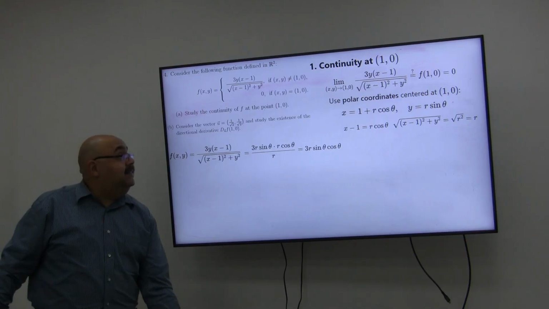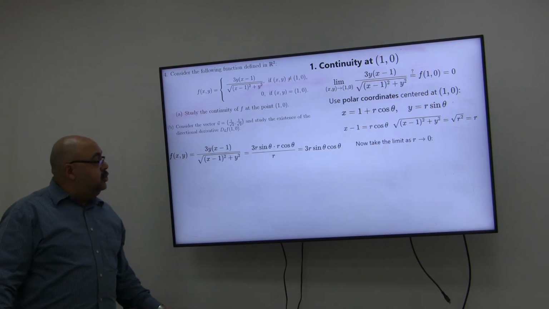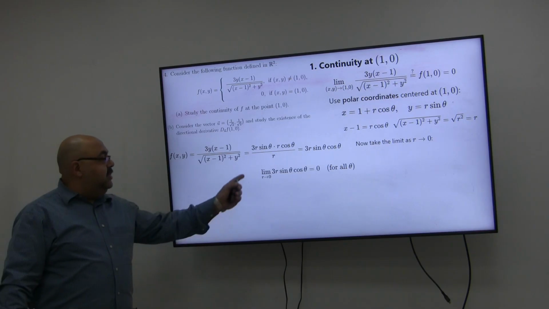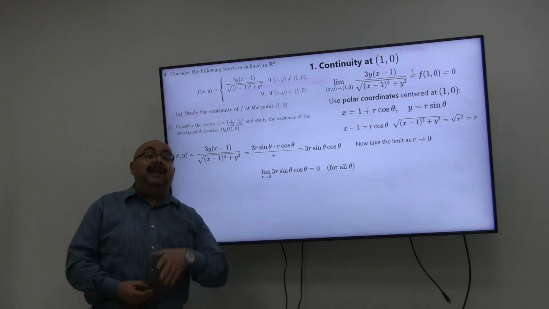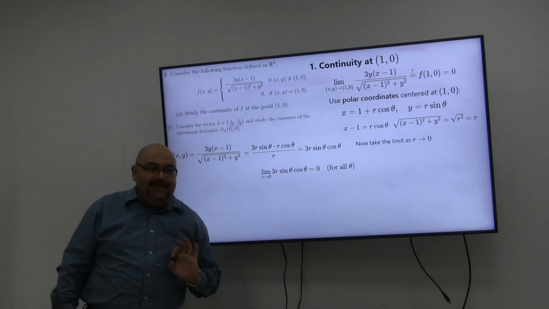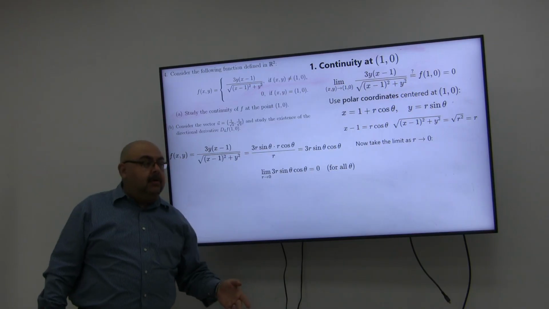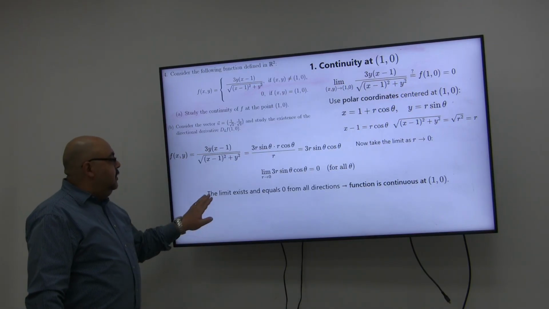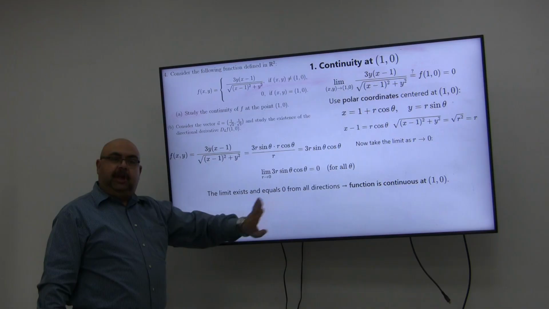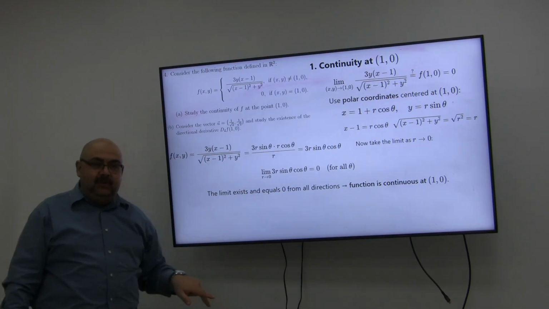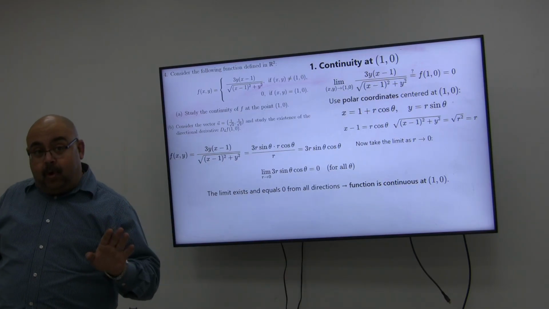Now I can take the limit when r tends to 0, which leads to the limit being equal to 0. Now the limit equals the function value by the definition, so the function is continuous. At the time being, the limit exists and equals 0 from all directions, because we have proved this through r.